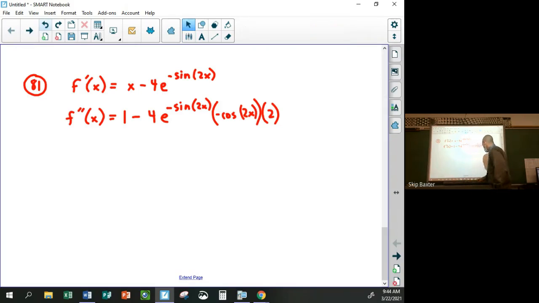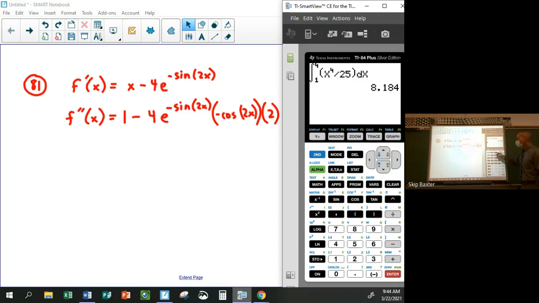Another way to do this, which I wanted to show you, is a little calculator trick. Your calculator will not find derivatives of functions. Kind of. It kind of does. Let me show you how you can game the system here. This is going to be x. I'm going to type in f prime: x minus 4e to the negative sine of 2x. So that's f prime, right? What you could do is enter into y2 the derivative of that function at x.